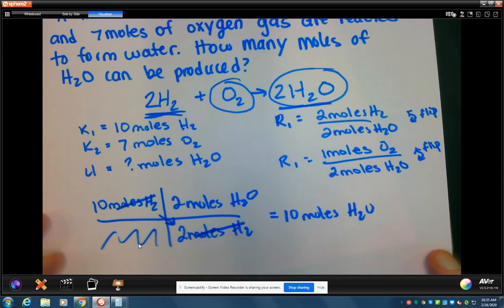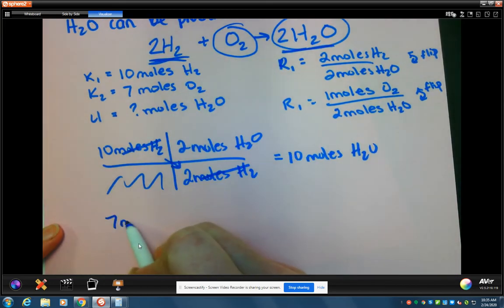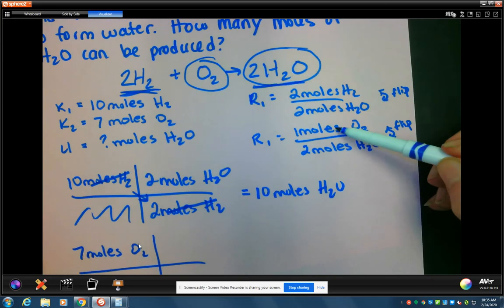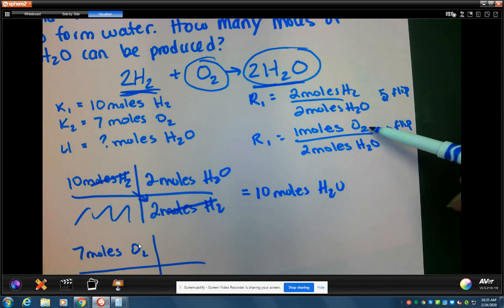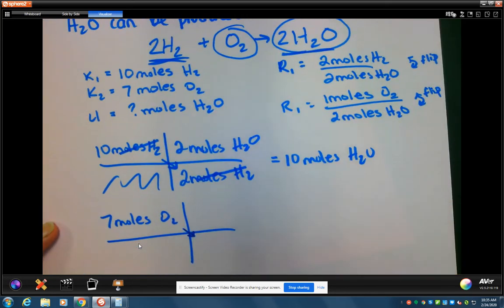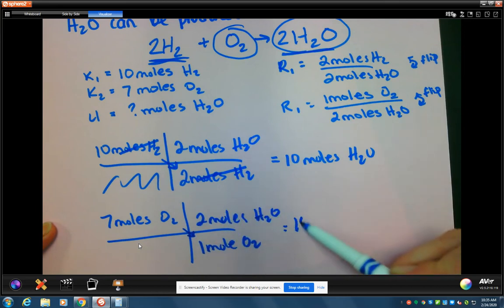Okay. Now we're going to solve this again using our second known. Our second known was 7 moles of O2, and our ratio was 1 mole of O2 to 2 moles of H2O. I do need to flip it again because I need O2 on bottom because of that rule, which gives me the answer of 14.